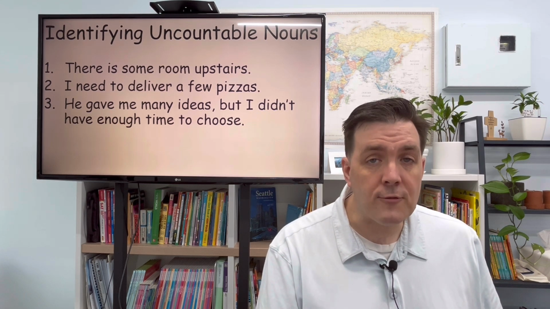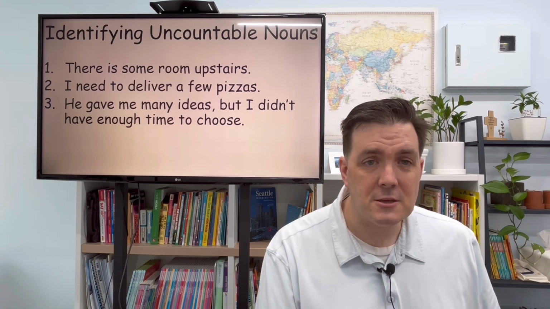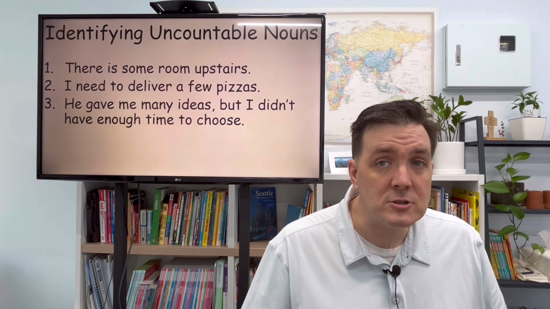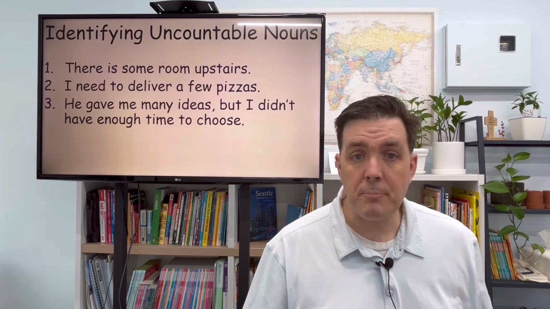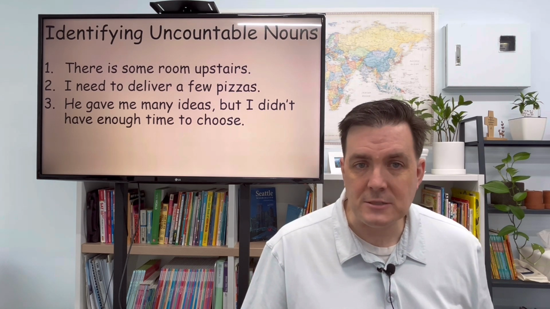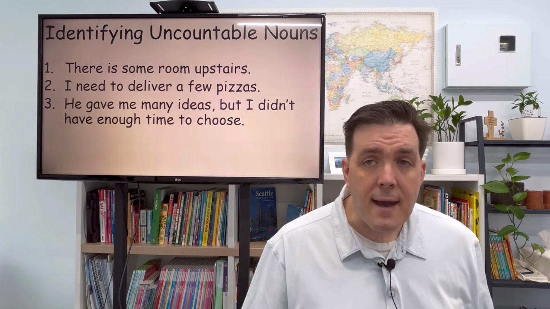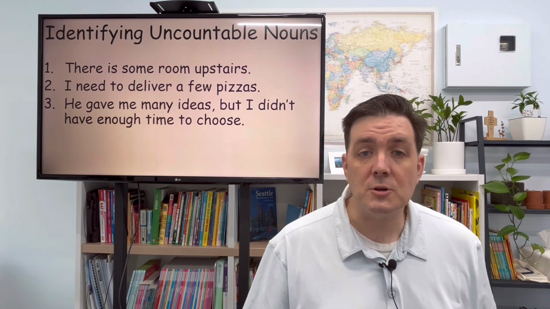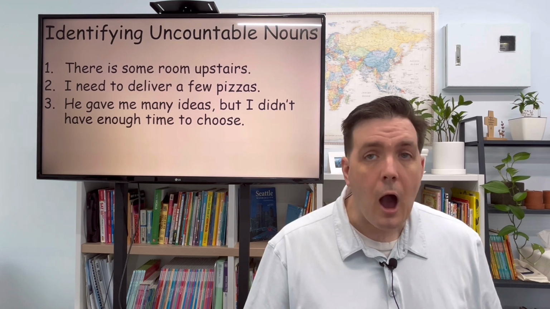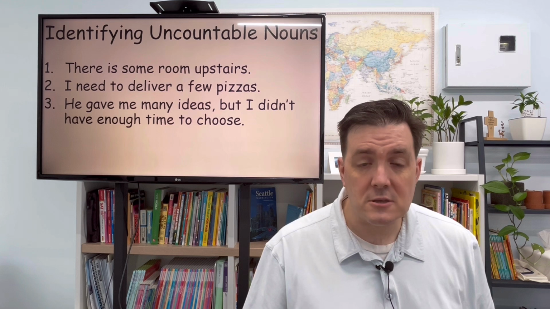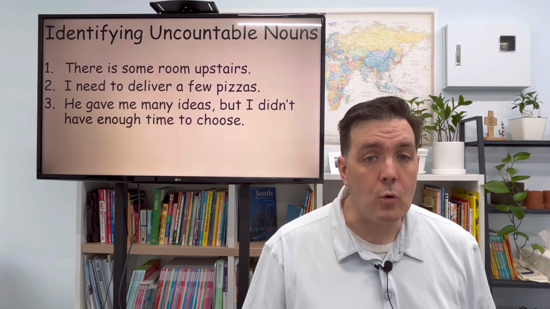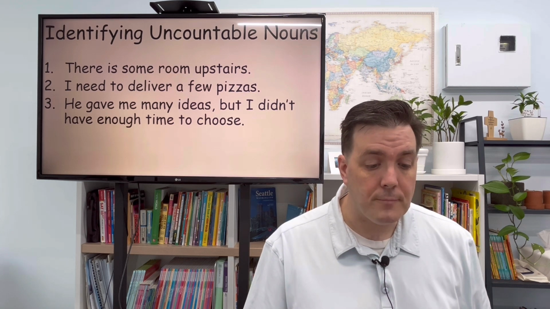How about this? I need to deliver a few pizzas. Pizza actually can be both countable and uncountable. I want to eat some pizza, then we're talking about like 1 or 2 slices of pizza. But I have some pizza, it's uncountable. Here, I need to deliver a few pizzas. Pizzas, first of all, is plural, and second, I said a few. So it's a countable noun.